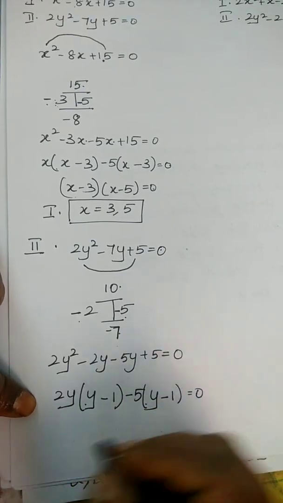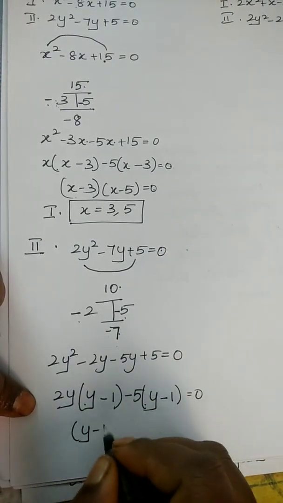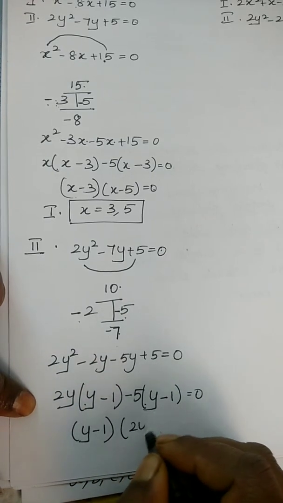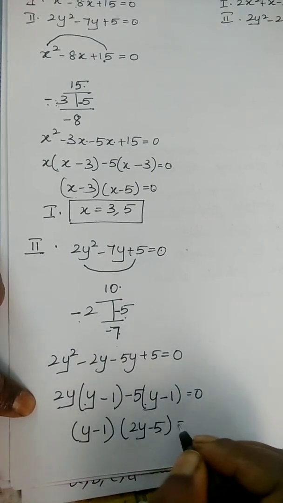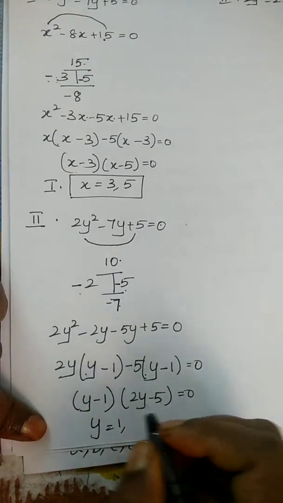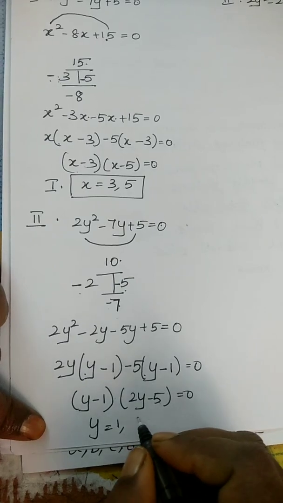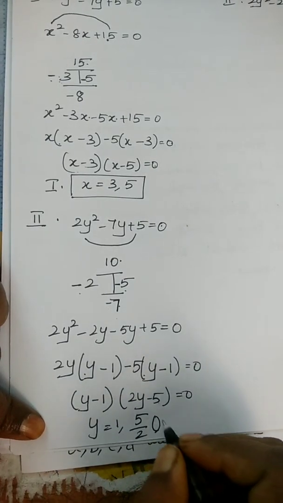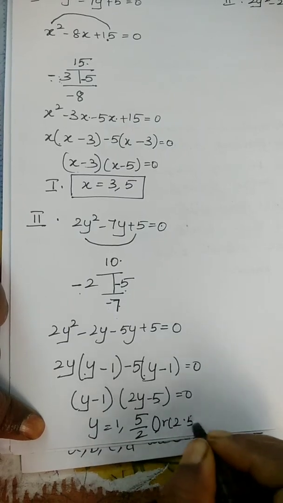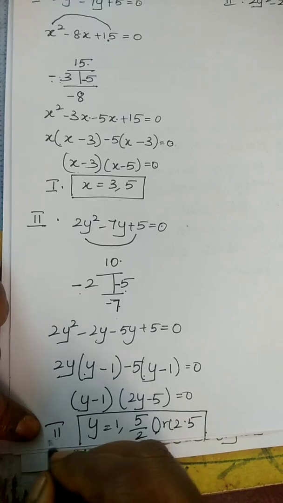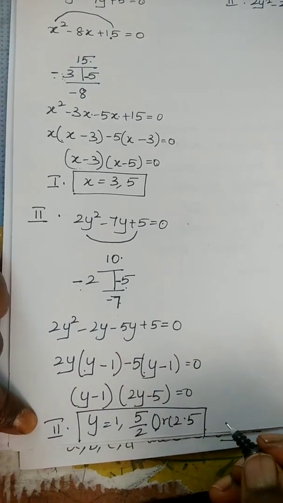So equal to 0. Now take the common multiplier y minus 1 here, 2y minus 5 equal to 0. Therefore y is equal to 1 and 5 by 2, or we can say 2.5. So this is the Roman numeral 2 answer.